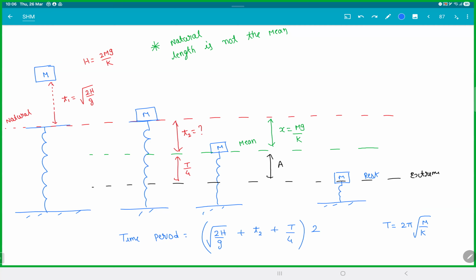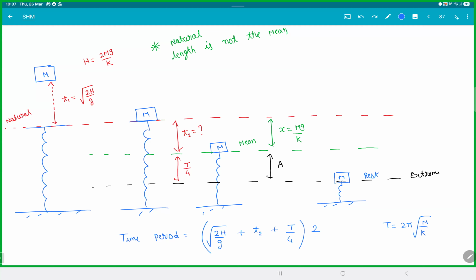All clear with the steps? You're getting what the catch is? That's it. That is the most common mistake. They think the natural length is the mean position. How do you find t2? Just get the equation. It is a little lengthy. Sir, it will come in sin inverse, right? Yes, it will come in sin inverse.